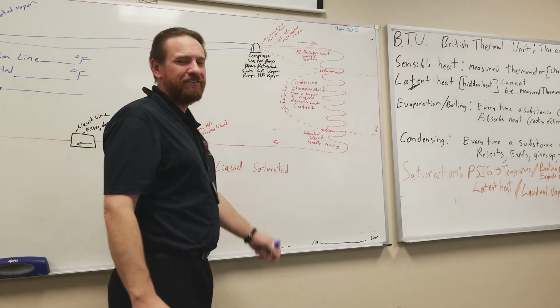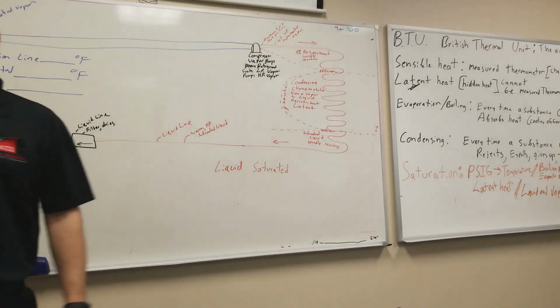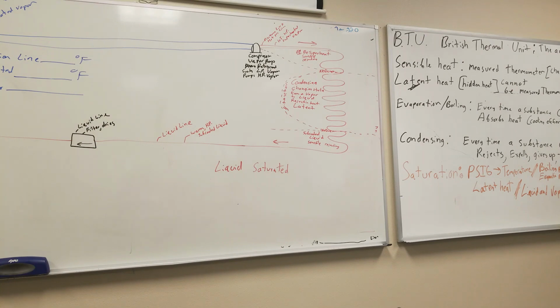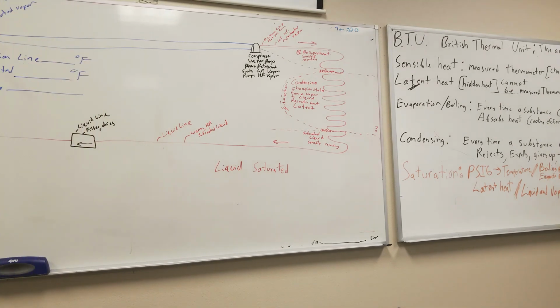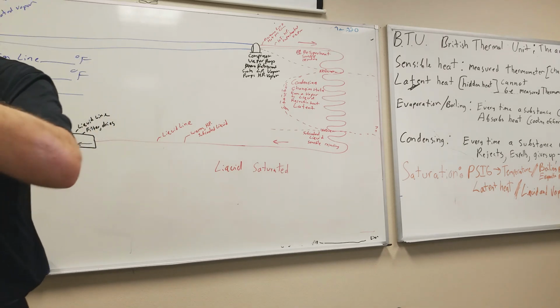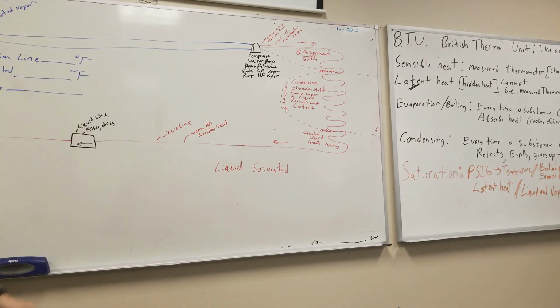Liquid, PSIG converted to temperature. What color is it written in? Red. What does red represent? The high pressure. What color is this gauge? Whoa! What a coincidence. It was planned out that way.